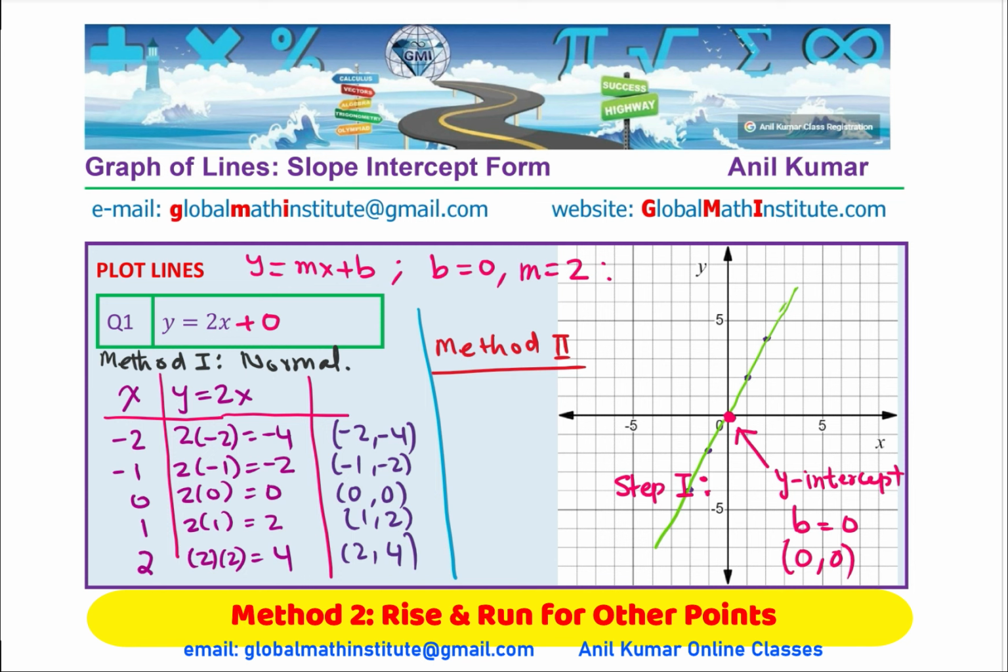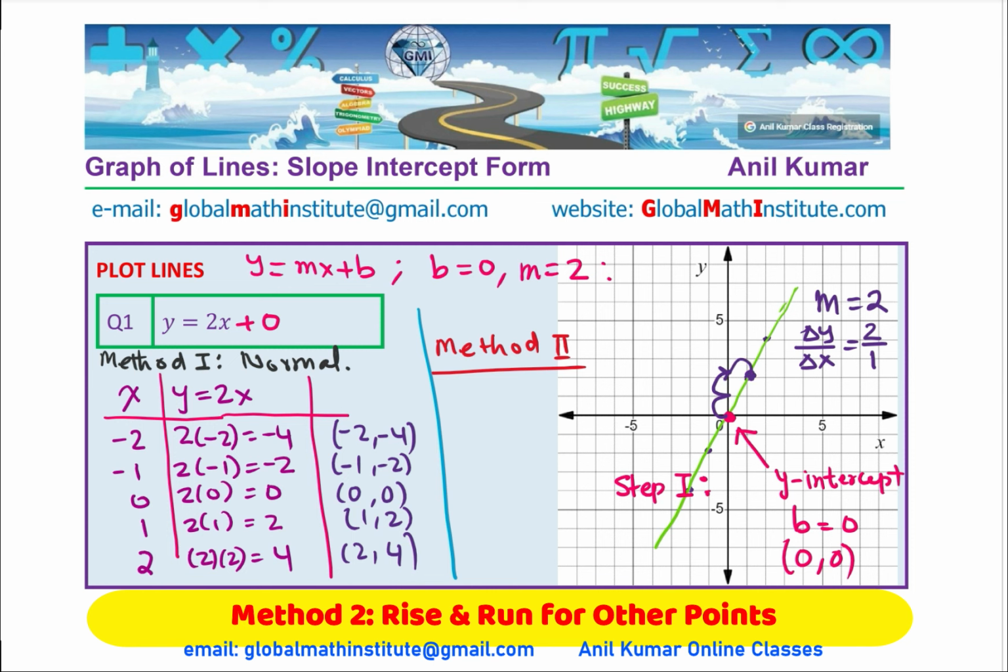And what is step 2? Step 2 is to consider the slope or the gradient of 2. So we have gradient m equals 2. It means change in y over change in x, right? That is the definition. Change in y is 2 and change in x is 1. 2 over 1 is 2. So from here you go 2 up, 1, 2, right? So that is change in y, and then 1. So you get a point.